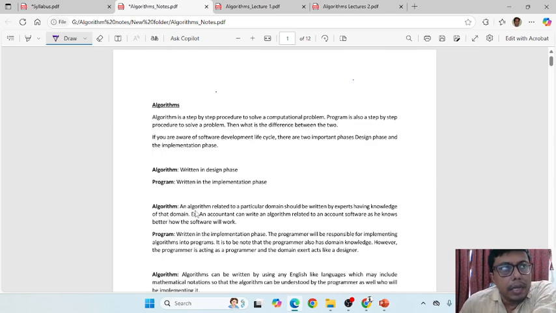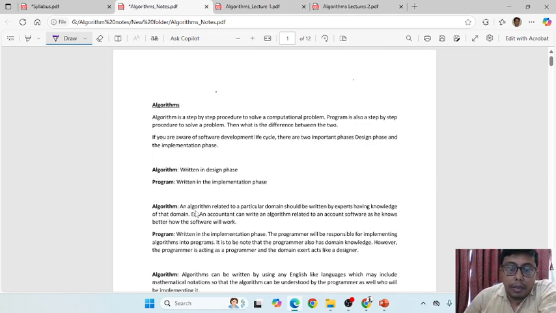A computational problem can be any program which you actually write. I think you are familiar with writing and executing programs in the previous semesters using C, C++, etc. So for all those computational problems, where you provide certain inputs and you get certain outputs, you can have a corresponding algorithm.